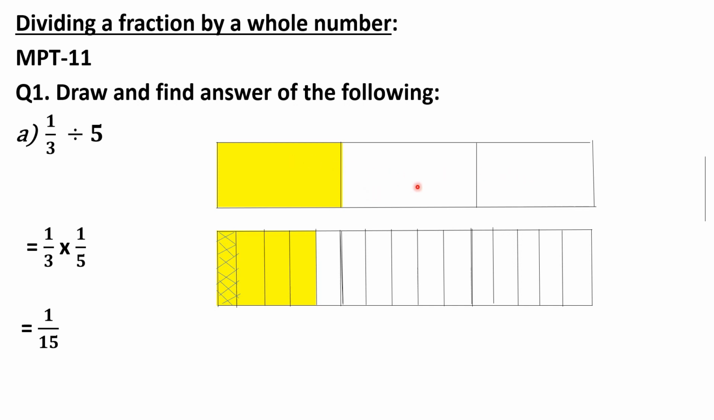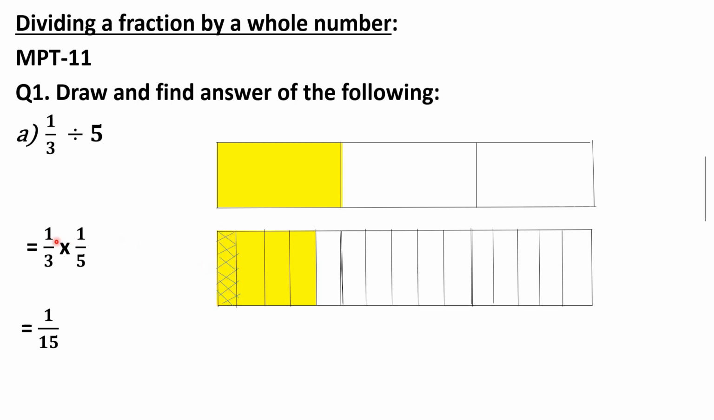That means each of these boxes is again divided into 5 equal parts. So you can see 1 2 3 4 5, again 1 2 3 4 5 in the second box, and again 5 parts in the third box also. So the total number of parts is 15 now. And which part is coming common here? You can see this 1 by 15.